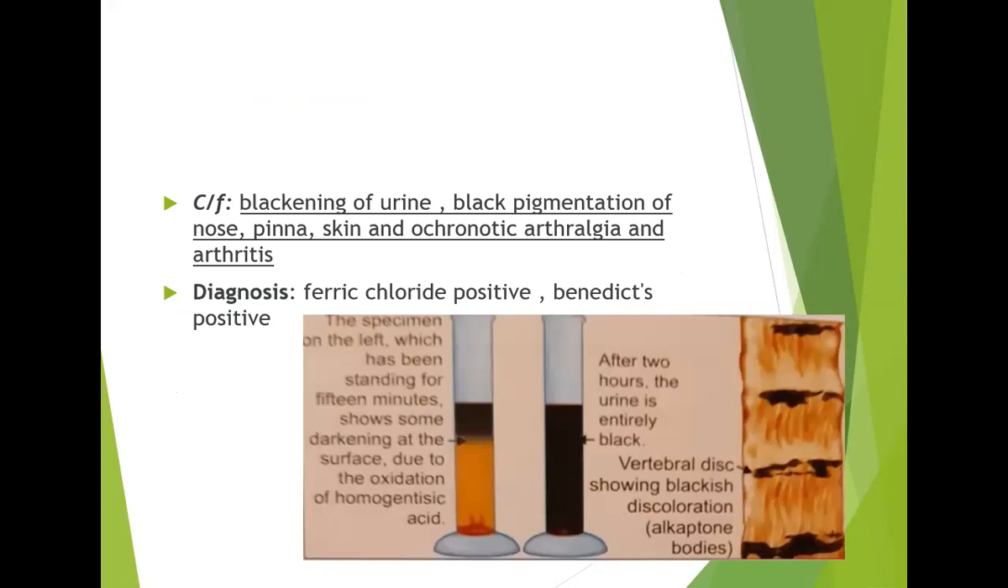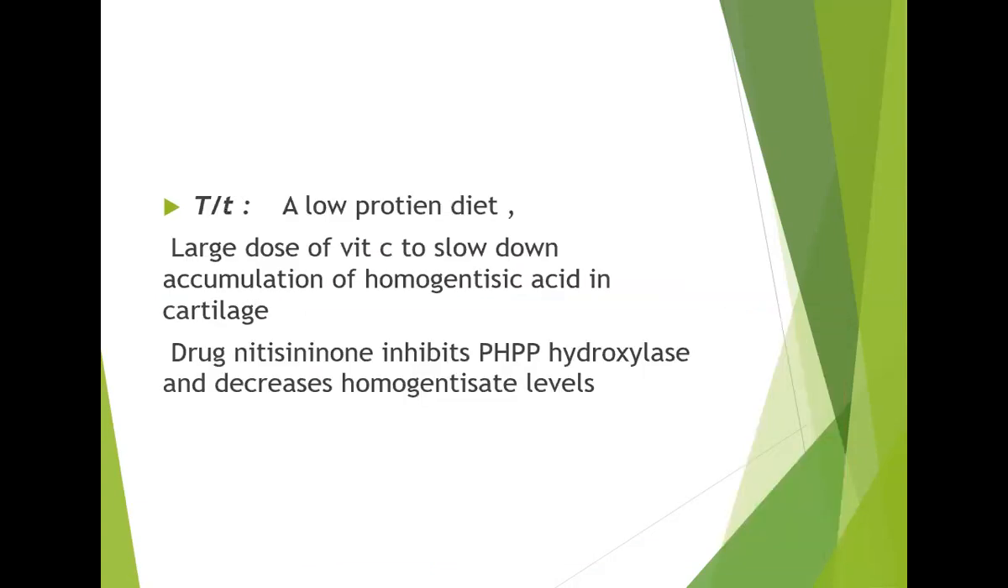In this figure, we can see the specimen, which after being left standing for 15 minutes shows some darkening at the surface due to oxidation of homogentisic acid. After 2 hours, the urine is entirely black. And this is the vertebral disc. It shows blackish discoloration due to deposition of alkapton bodies. Treatment here includes a low protein diet, large dose of vitamin C to slow down accumulation of homogentisic acid in cartilage, and a new drug, nitisinone, is used, which inhibits HPPD and decreases homogentisic acid levels.